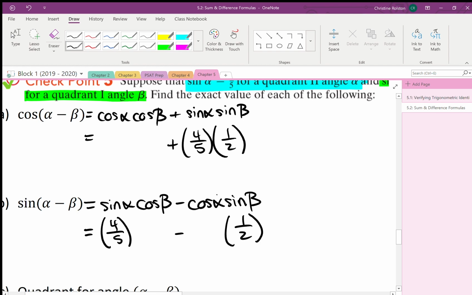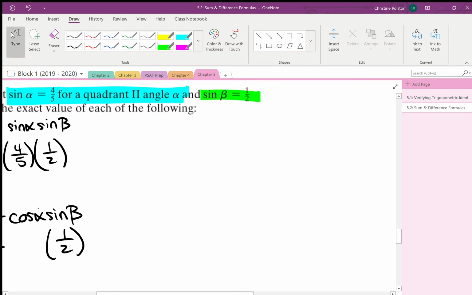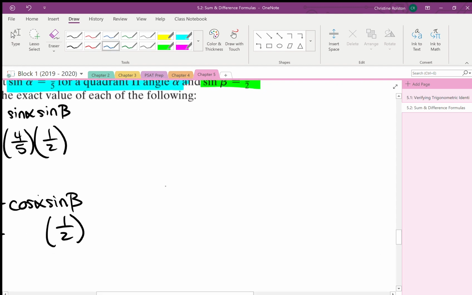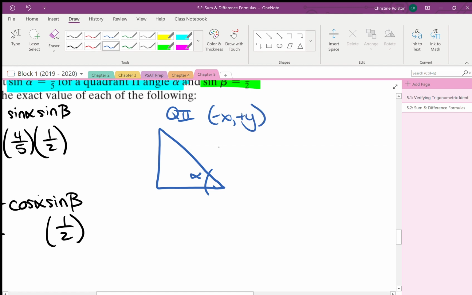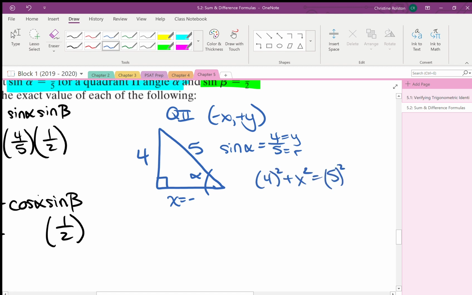So to find my pieces, I need to draw some triangles. So alpha is in quadrant 2, so we're going to have a negative x and a positive y. I was given sine as 4/5, so that's my y and my r. So 5 and 4, and I got to find x, which I know is going to be negative. And when you do the Pythagorean theorem, you will get 3, so it's going to be negative 3.